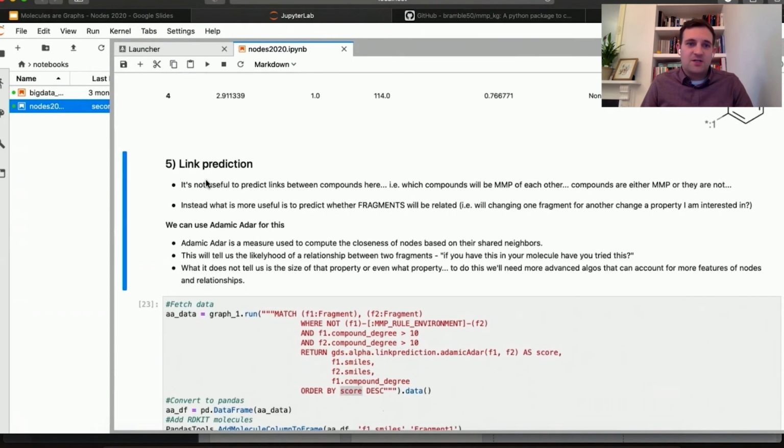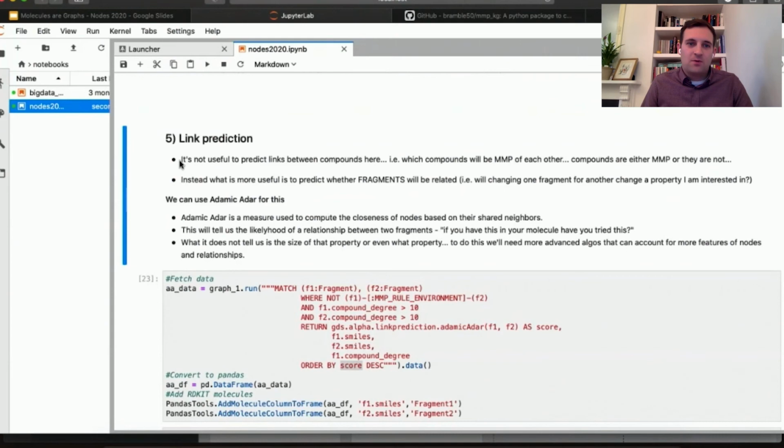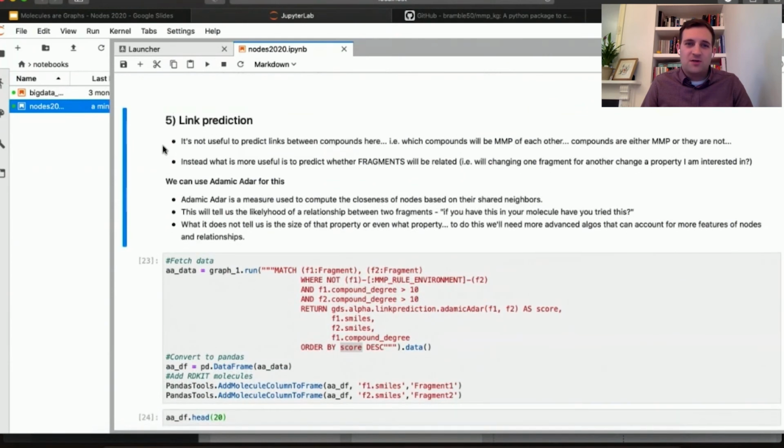Finally, we're going to look at link prediction, and one point to make here is that it's actually not useful to predict links between compounds. Going back to our matched molecular pair algorithm, the algorithm that we have in place says that a compound is either a matched molecular pair or it isn't. So there's no reason to predict it, because every edge that could have been added is already in the graph, because it's just a heuristic.